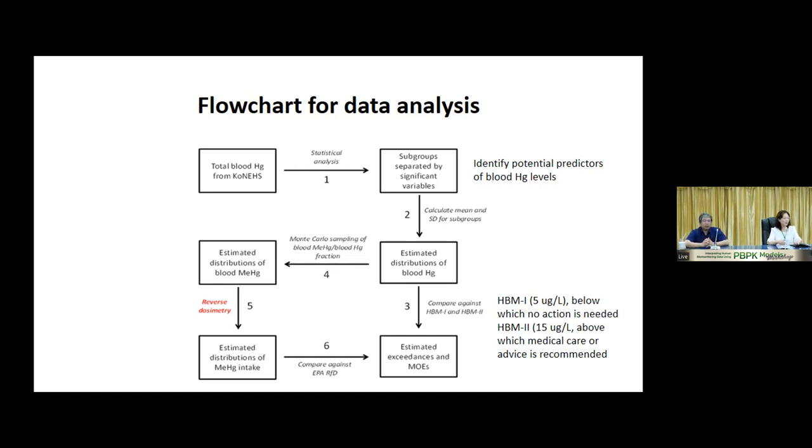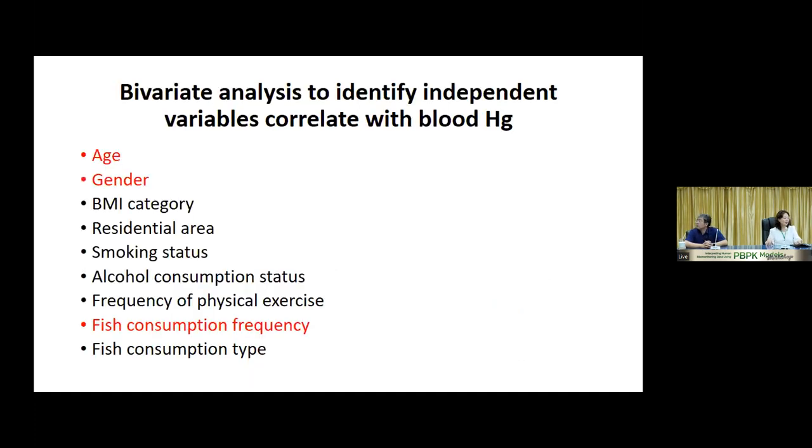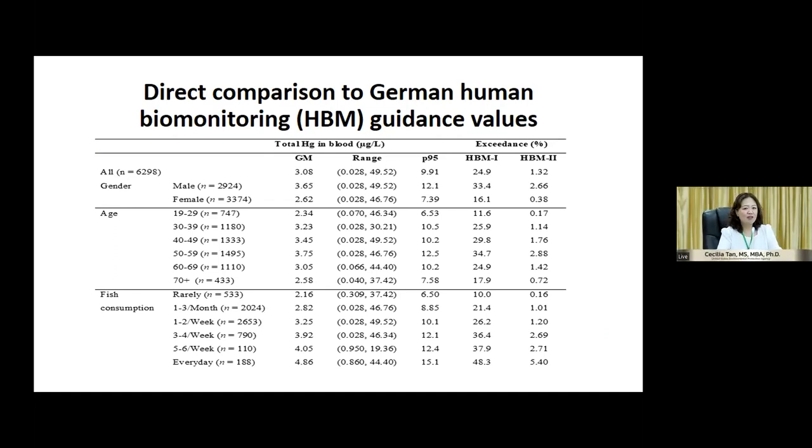Okay, so for this number three step, they compare the total mercury level with this 5 and 15. So let's see what we found. Again, if you remember, the three factors that are important: gender, age, and fish consumption frequency. And then now we can compare the mean value, median value, and then with the HBM 1 and 2. If you look at male compared to female, men has higher total mercury in blood. If you look at age, the highest is 50 to 59 years old. And if you look at consumption, the more frequent you eat, of course, they have higher total mercury in blood. And then compared to HBM1, what we are presenting here is what percentage of the subpopulation are above 5 or above 15.